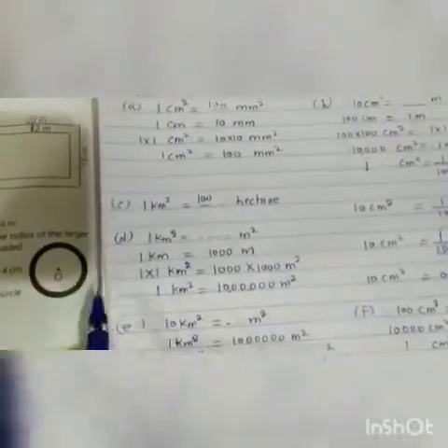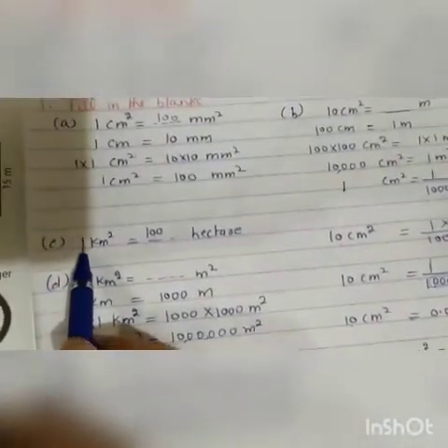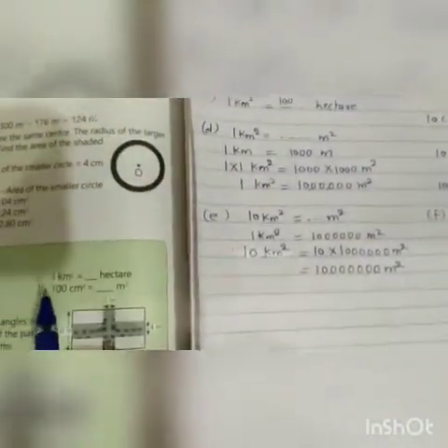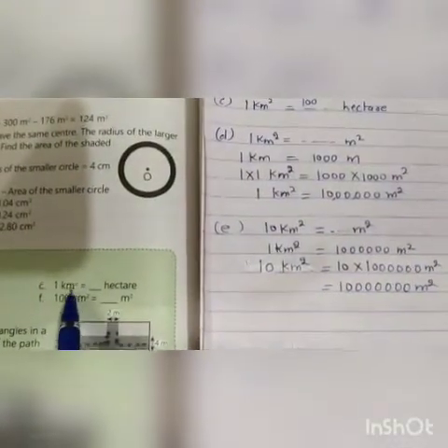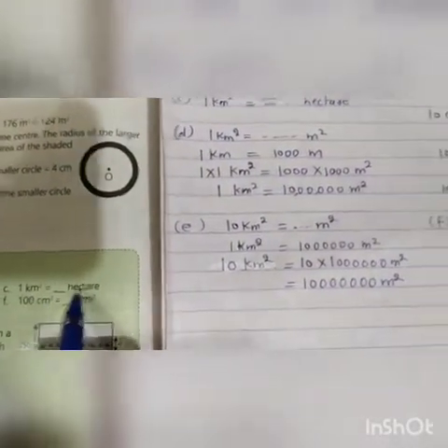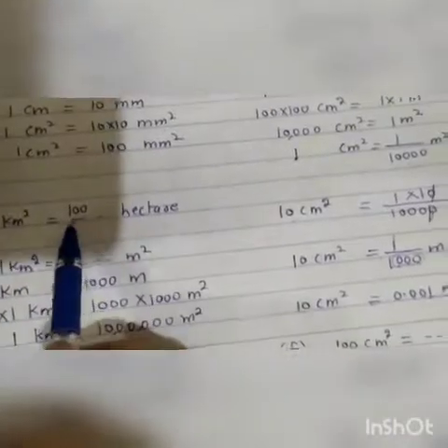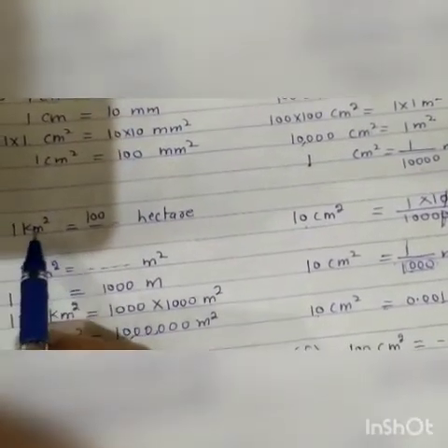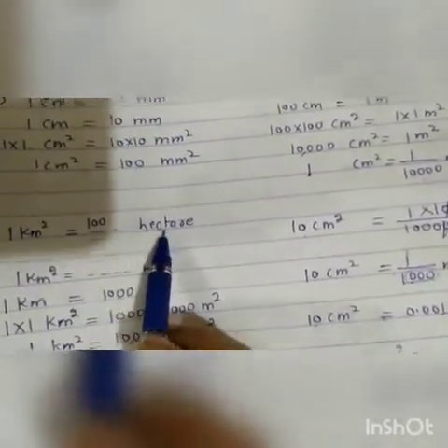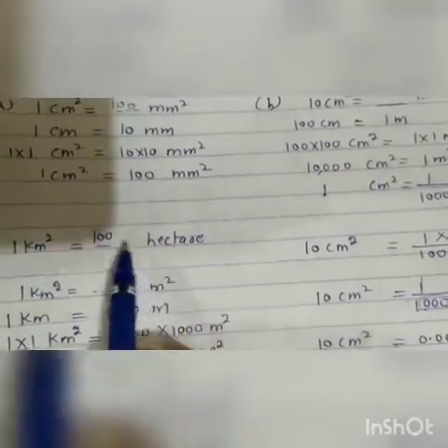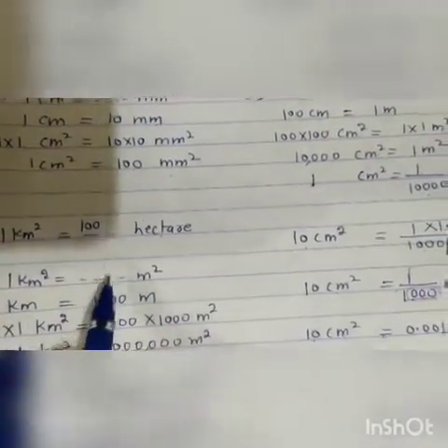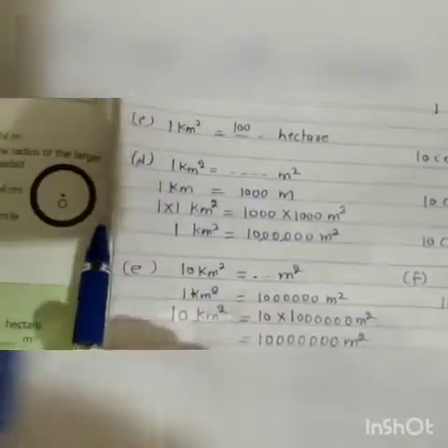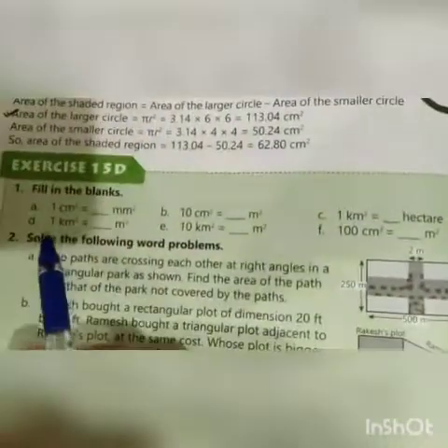Now come to its C part. In C part, 1 square kilometer is equal to how many hectare? Students, you will learn it as it is. 1 square kilometer is equal to 100 hectare. We will fill it simply, no explanation. Now D. In D, 1 square kilometer is equal to how many square meter?